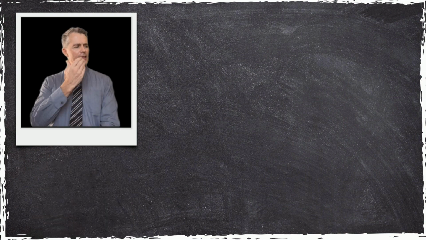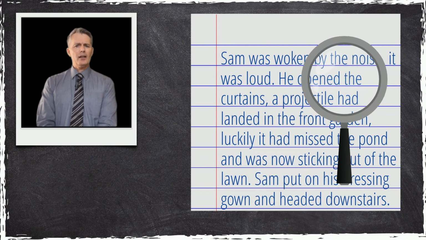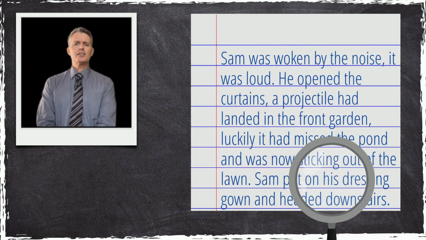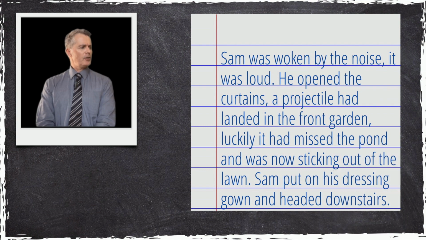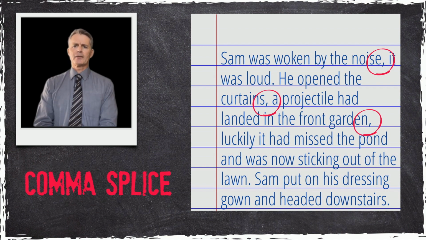Take a look at this piece of writing. Can you work out what's wrong with it? I'll give you a clue. It's something to do with the way it's been punctuated. Yes, the writer has used 3 commas in places where a full stop should have been used instead. This is a grammatical mistake that is known as the comma splice.